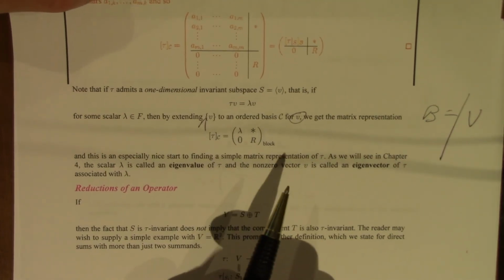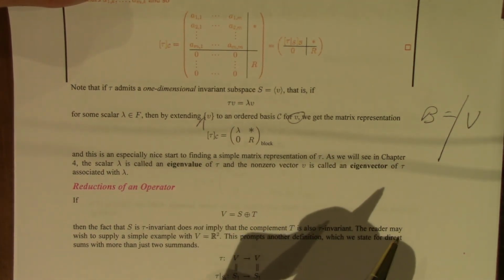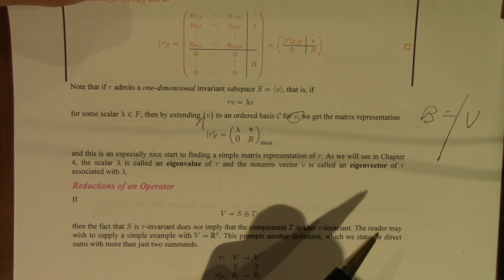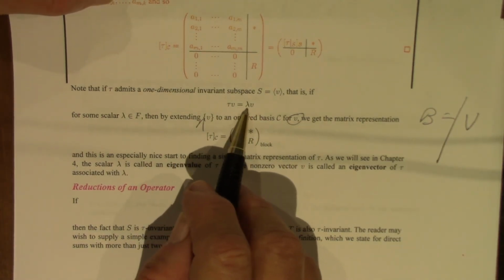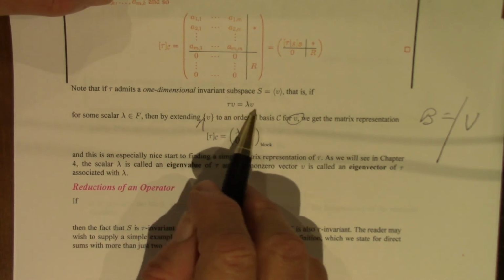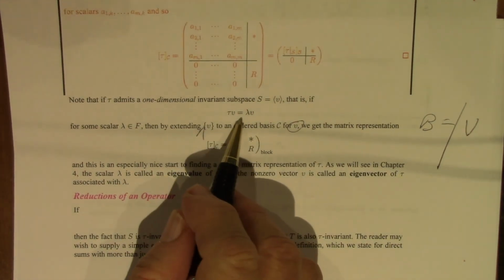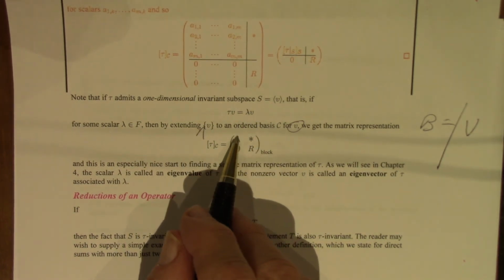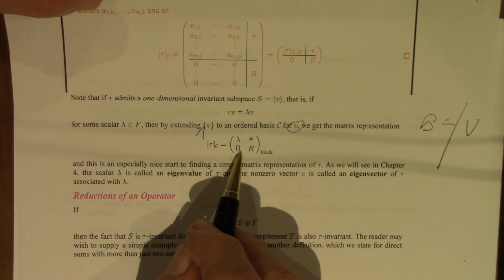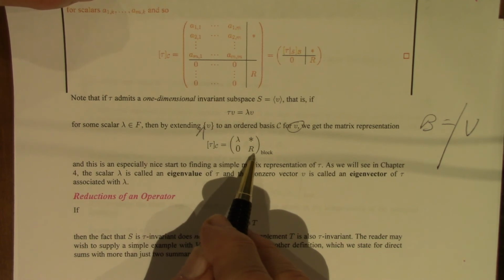You may recognize this, something we're going to study in Chapter 4, and that is lambda is an eigenvalue for tau, and v is an eigenvector. So the presence of eigenvectors gives us a very nice start towards finding relatively simple matrix representations.